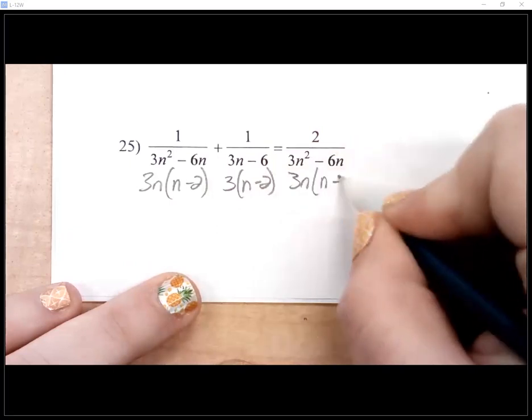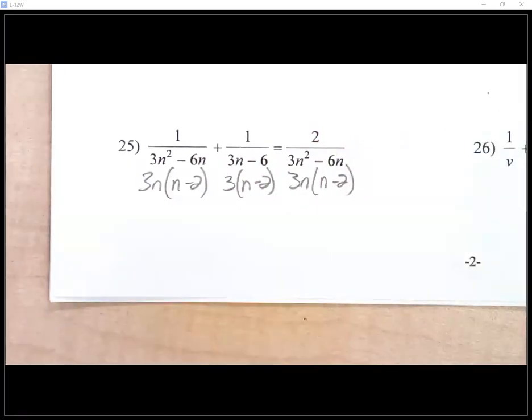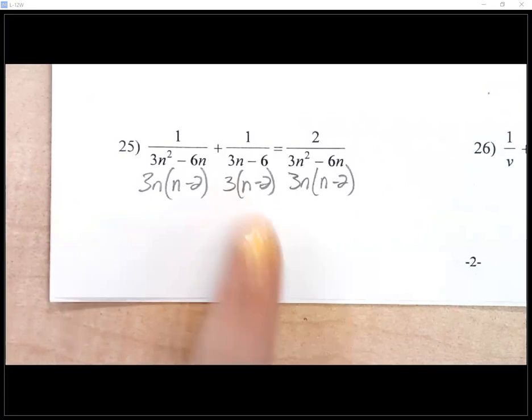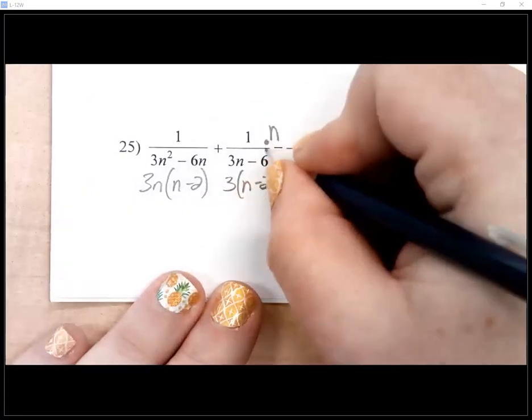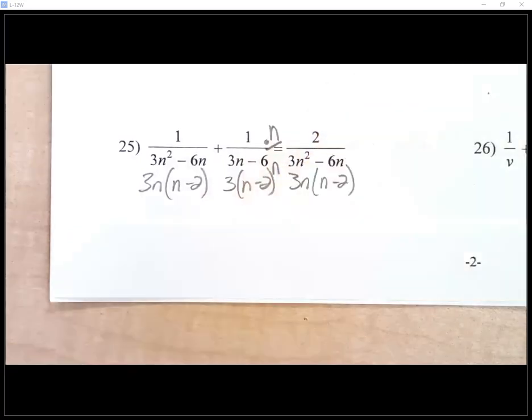So now that I have them all factored, I see, oh hey, look, they all have a 3 and they all have an n minus 2. The only thing that I don't have is the middle needs an n. That's it. So I'm just going to multiply the middle one by n over n. And now everybody's denominators match, correct?